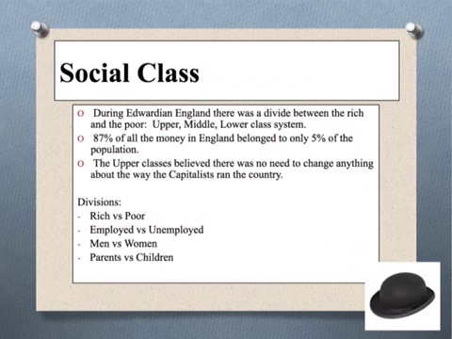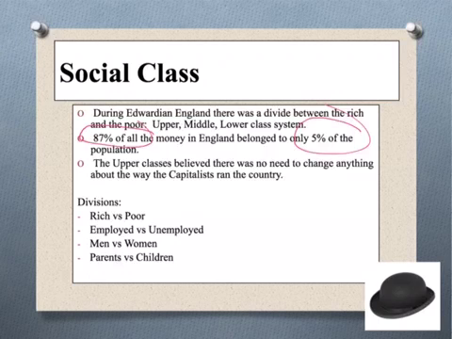Now, just as a way of illustrating this startling divide in Edwardian society between the rich and the poor, 87% of all the money in England belonged to only 5% of the population. So that gives you just an indication of how rich the rich were, but perhaps even more significantly, how poor the poor were. It gives us an indication of the levels of desperation that Eva Smith would have experienced when she lost her job, not once, but twice. This desperation which led to her becoming a prostitute.